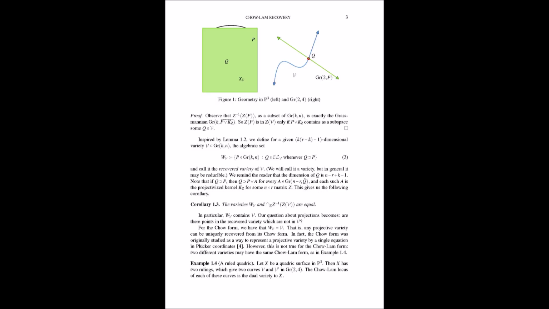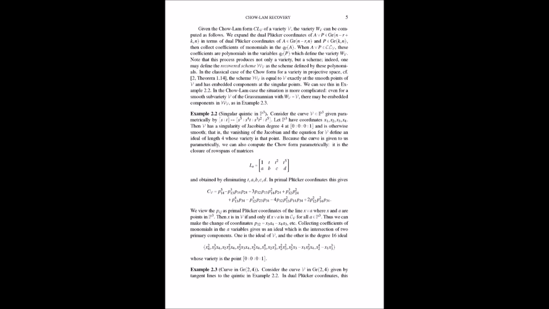And what Pratt and Ranestad discover is that this ruled structure has a direct impact on the Chow Lam recovery. They show that these two rulings lead to two pairs of varieties that share the same Chow Lam form. So it's like the Chow Lam form sees these two pairs as essentially equivalent, even though they come from different geometric origins. Precisely. One pair consists of the original hypersurface and its dual variety, and the other pair corresponds to the two families of linear spaces that rule the hypersurface. This highlights how the internal structure of a variety, not just its overall shape, can influence its Chow Lam form.